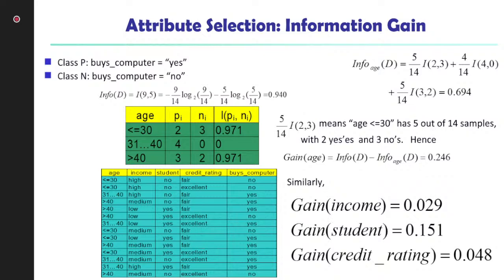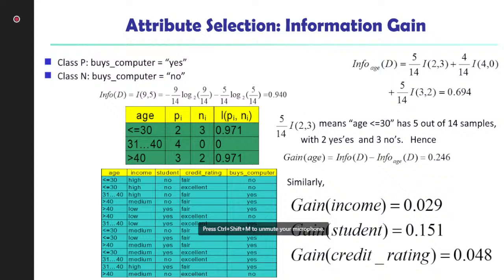If we look into this, no's are 1, 2, 3, 4, 5. There are 5 no's and 9 yes, because there are 14 examples in total, out of which 5 are negative and 9 are positive. So the information of this data would be Info(D), which is Info(9, 5). It says minus the probability p_i, which is 9 by 14 log 2 of 9 by 14 minus 5 by 14 log 2 of 5 by 14.